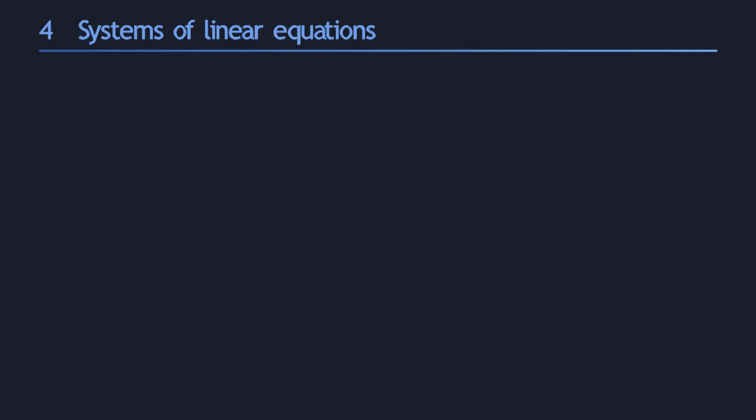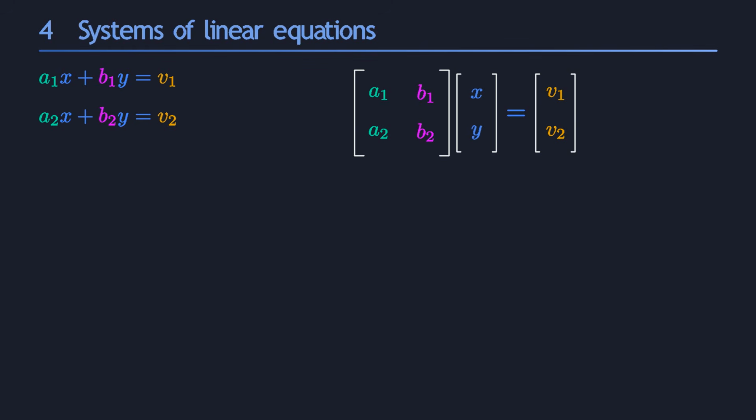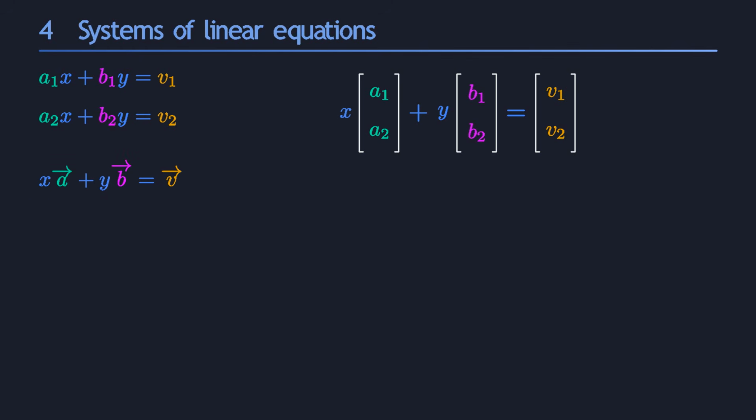Watch this. Let's say that you want to solve this system of two linear equations in the two unknowns x and y. You would probably write the system of equations using a matrix and vectors. But you can also write it in a kind of funny way by focusing on the columns of the matrix. In this form, the equation is basically asking us to find the coefficients x and y of a linear combination of the two columns that would result in the given vector v. I'm going to name the columns a and b to make things easier.